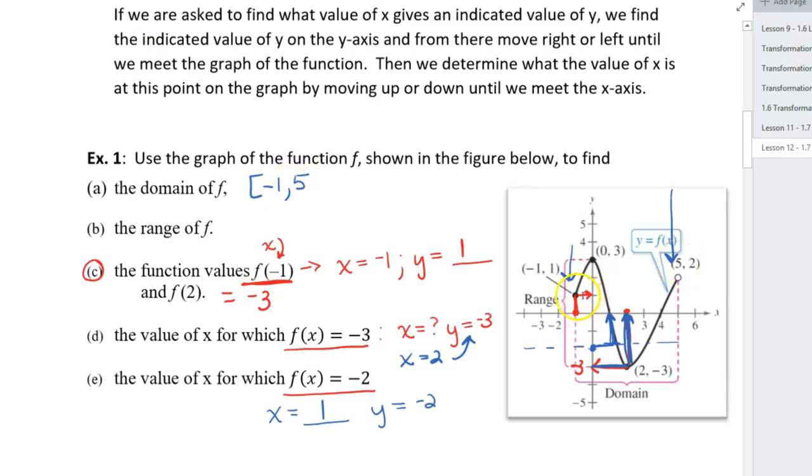We put a closed bracket at -1 because this circle is closed, and we put a parenthesis at 5 because that circle is open. With the range, we're looking for the lowest and the highest point. So the lowest point is here, and with range, we're using the y values. So the lowest point is -3, and the highest point is here, and the y value there is positive 3. So the range would be negative 3, 3, both with brackets because both of those circles are closed.